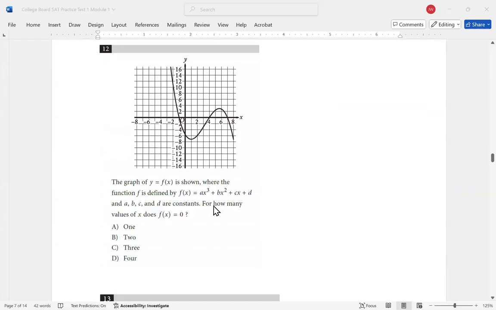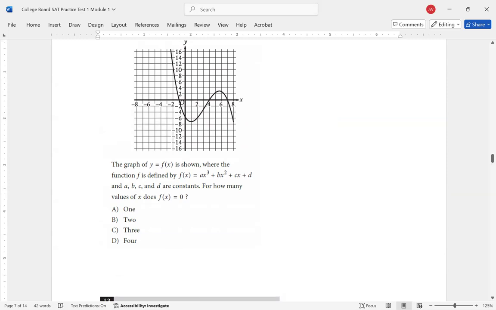Let's look at question 12. This says the graph of y equals f of x is shown, where the function f is defined by f of x is equal to ax to the third plus bx squared plus cx plus d. And a, b, c, and d are constants. For how many values of x does f of x equal 0?